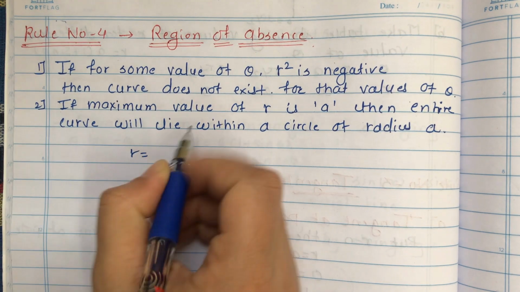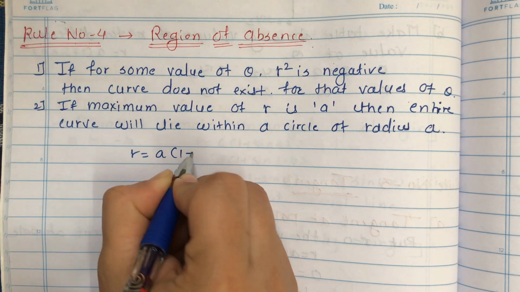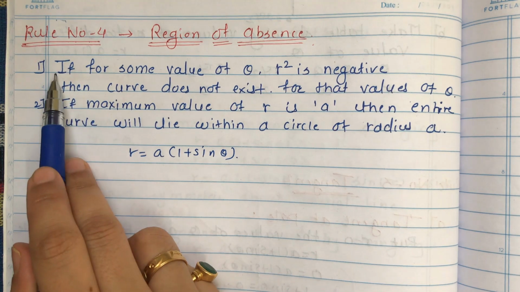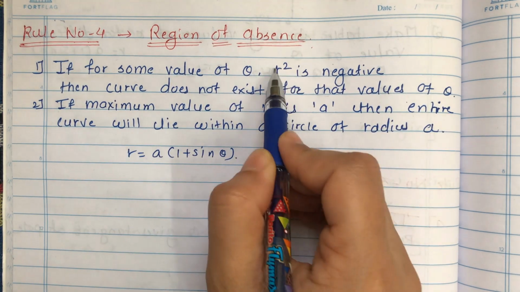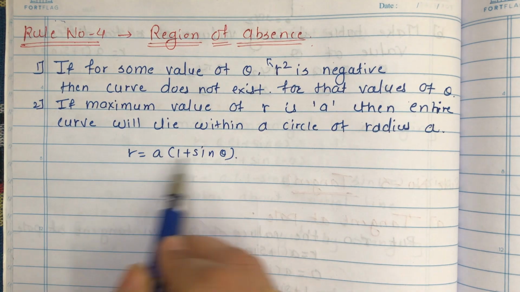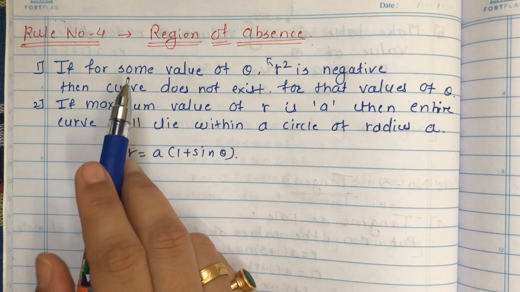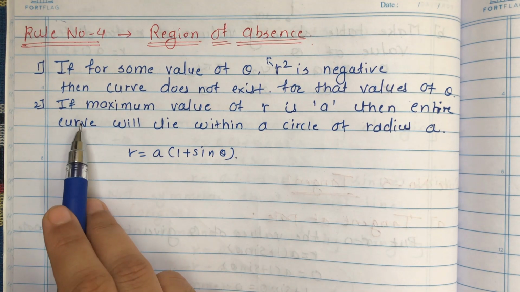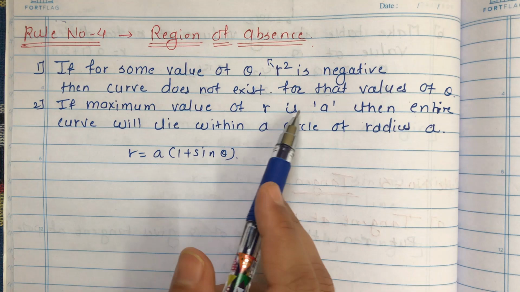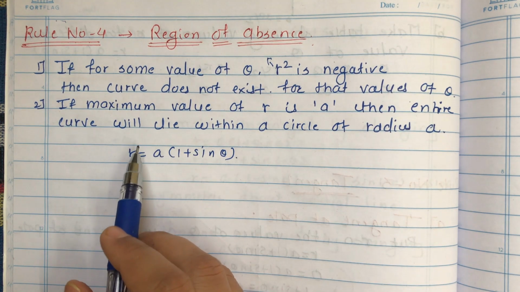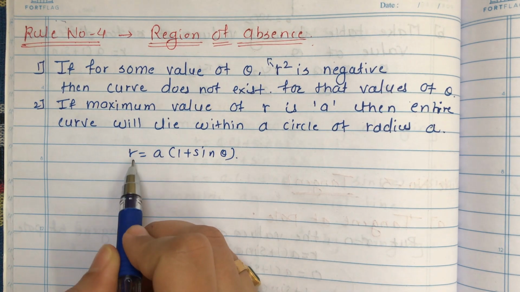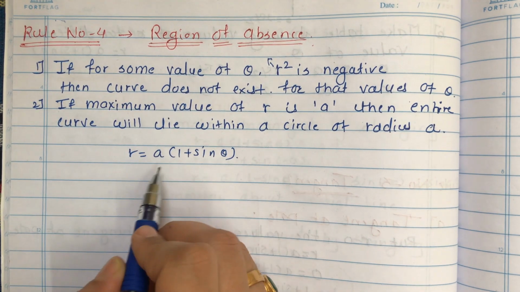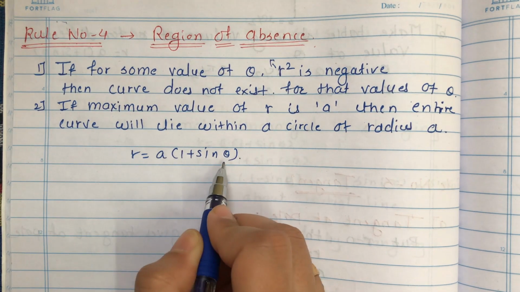Now our equation is r is equal to a(1 plus sine theta). Now we'll see the first condition. Here the condition is related to r square and there is no r square in our equation, so we are not going to apply the first condition. Then we'll use the second condition. If the maximum value of r is a, that means if I am getting the maximum value of r from this equation, and if you can observe, the range of sine theta is what?